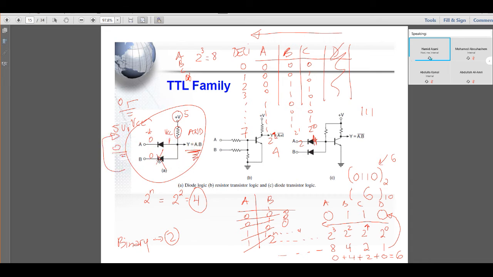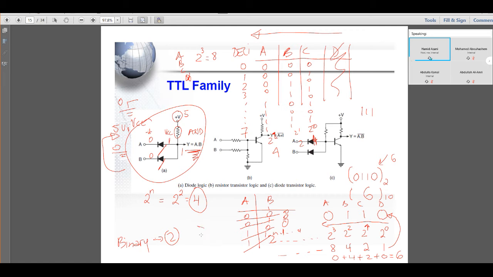Open means this way will not see this ground anymore, because it's open circuit here. What we'll see is 5 volts, which is 1. So this will be 1. We'll end up with the AND gate here. So this represents the AND gate.